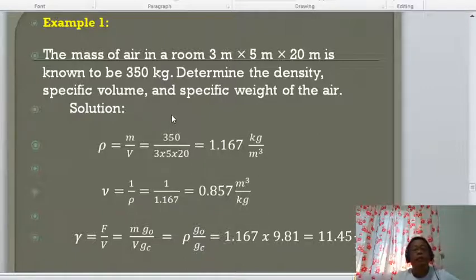Knowing also that the unit weight is 1.167 multiplied by 9.81, that is defined in newtons, so that is in kilonewton per cubic meter, 11.45.